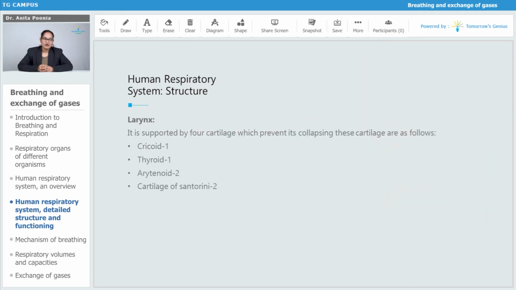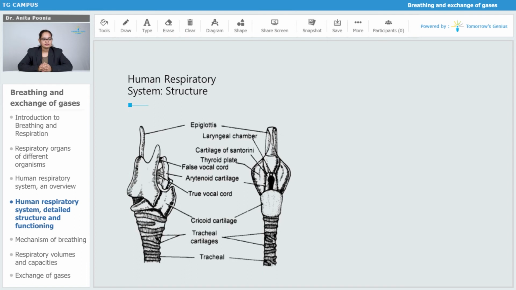The larynx is supported by four cartilages which prevent its collapsing. These cartilages are as follows: cricoid 1, thyroid 1, arytenoid 2, cartilage of Santorini 2. Now this is the respiratory system structure. You can see the larynx, the epiglottis along with the laryngeal chamber, the cartilage of Santorini, thyroid plate, the false vocal cord, the arytenoid cartilage, true vocal cord, the cricoid cartilage, the tracheal cartilages, and the trachea.